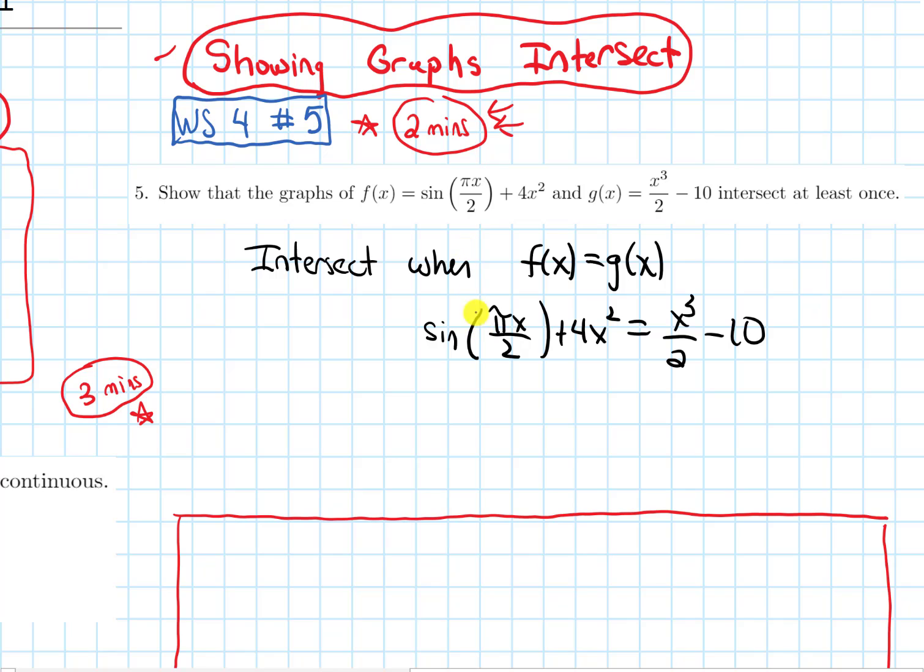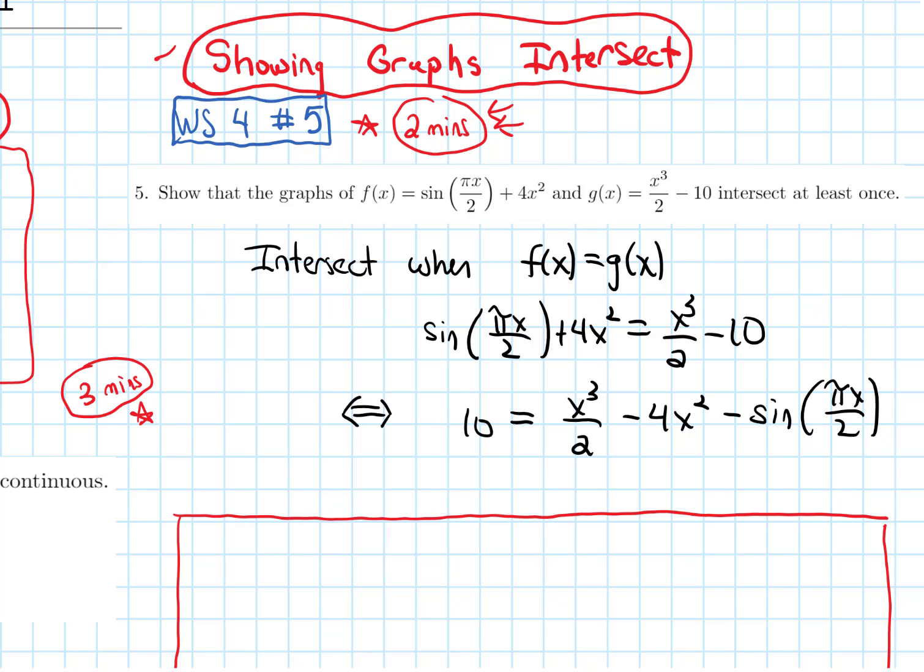And the next step, I think, takes a little bit of thought, but I can rearrange this so that the constant term is by itself on one side, and I have some function on the other side. So I'm going to move the 10 over to the left, and that's going to be equal to x to the third over 2, and then subtracting 4x squared, and subtracting that sine term, minus sine of pi x over 2. Because what I'm trying to do now is, if I call this whole function on the right-hand side h of x, I'm trying to show that h of x equals 10 at least one time. Somewhere it's going to be equal to 10.